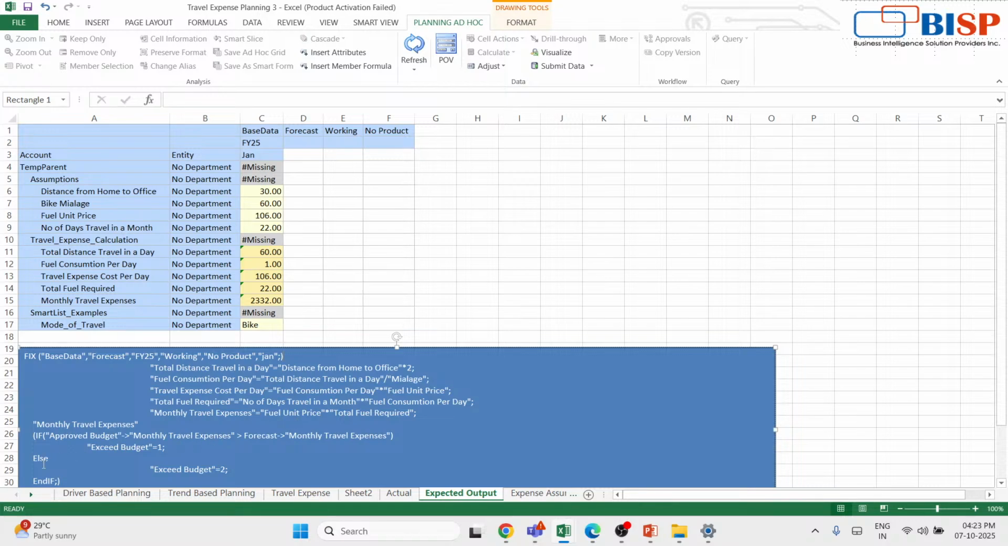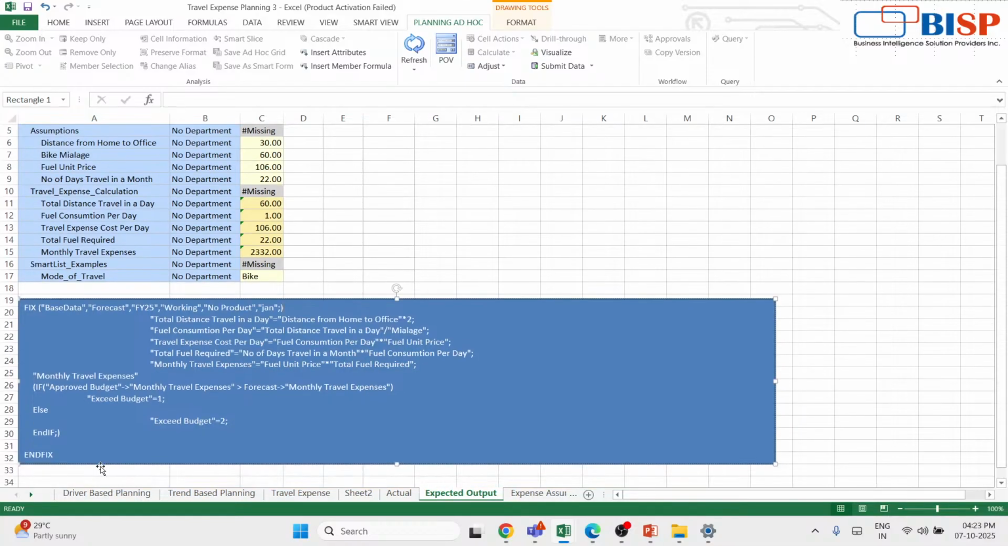So we have created a particular scenario. This is the formula, and we have created a particular scenario for that. If this situation happens, then our exceed budget would be equal to 1, and if that scenario does not happen, for that we have assigned the else. Else if the exceed budget equals 2, then the situation would differ, and we will use an end if and colon.